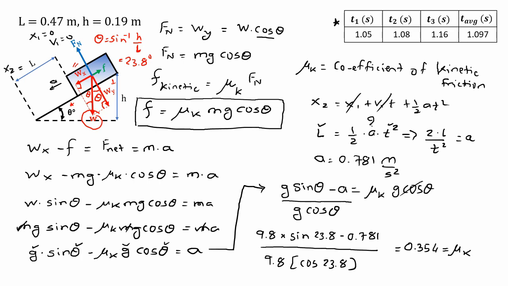Now in this lab, I'm not going to look at any percent error or anything, because this is more like a qualitative lab. Although, the mu k we can definitely quantify. The static friction could be a bit tricky.